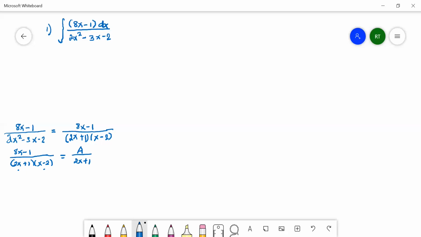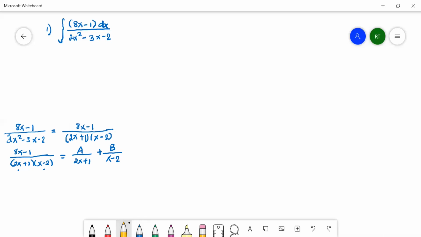And for the linear factor x minus 2, there corresponds a partial fraction in the form B over x minus 2. So instead of using A1, A2, we will just use A and B for the constants. And A and B here are constants to be determined. So hence, 8x minus 1 over 2x plus 1, x minus 2 can be decomposed into a sum of partial fractions A over 2x plus 1 plus B over x minus 2.